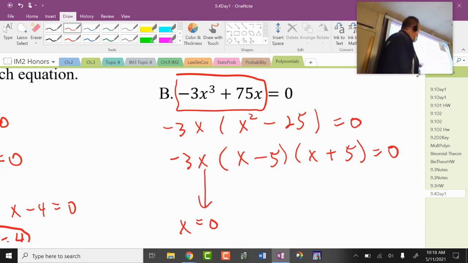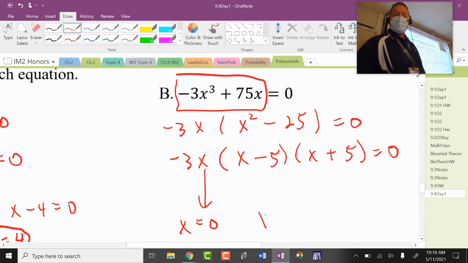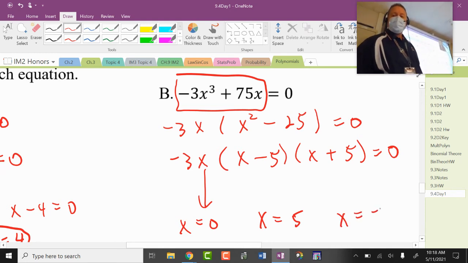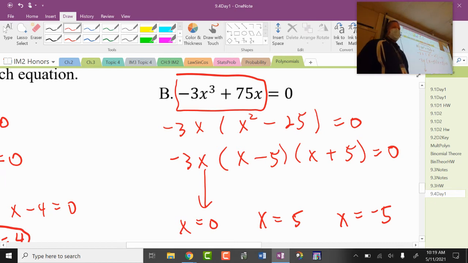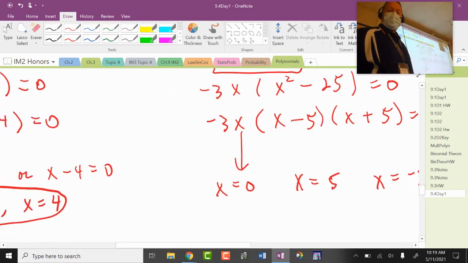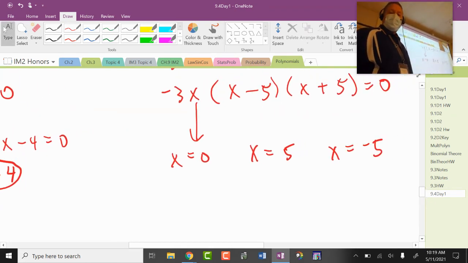But that's the point of you not missing this as one of the zeros. And then x equals 5, and x equals negative 5. That's where we're headed, right? That's Thursday/Friday. And then some other components. Synthetic division does have a part.